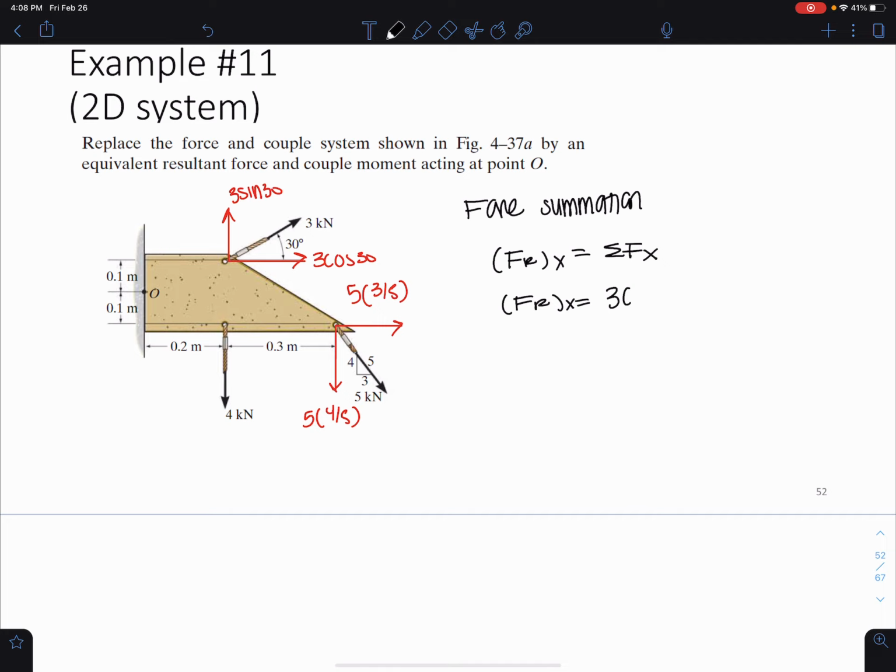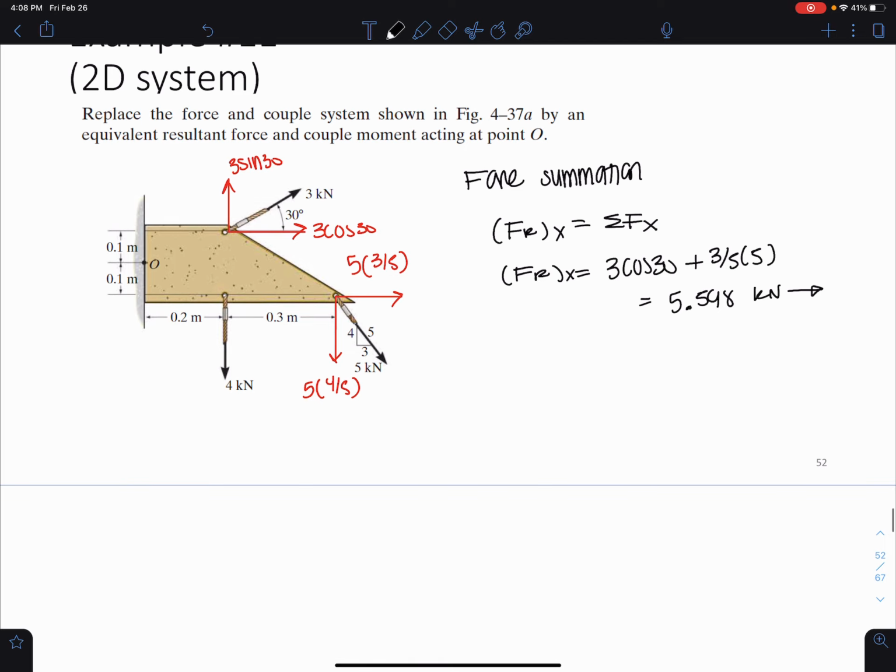We have 3 cosine 30 plus 3 over 5 times 5, and we get 5.598 kilonewtons going to the right because it's positive. We're saying right is positive. We're saying up is positive here.